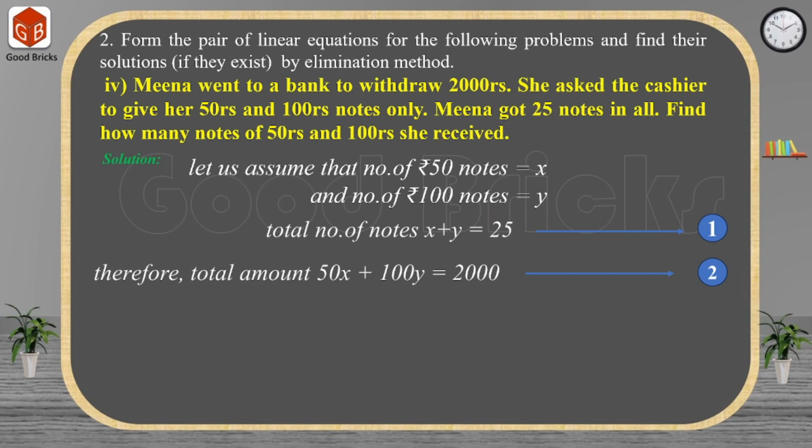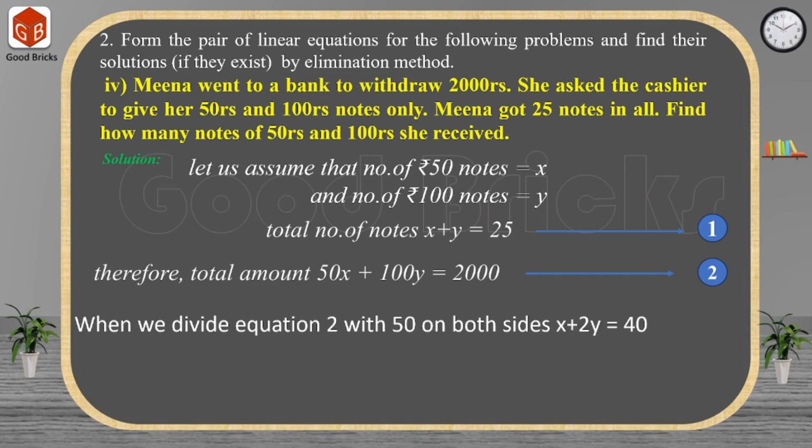Now let us solve these two equations. First, let us divide the second equation by 50 on both sides. When you divide the second equation on both sides by 50, you will get X, 100Y divided by 50 is 2Y, and 2000 divided by 50 is 40. So after dividing the second equation, we finally got X plus 2Y is equal to 40.